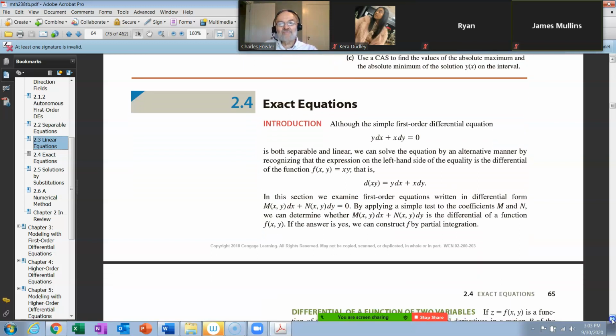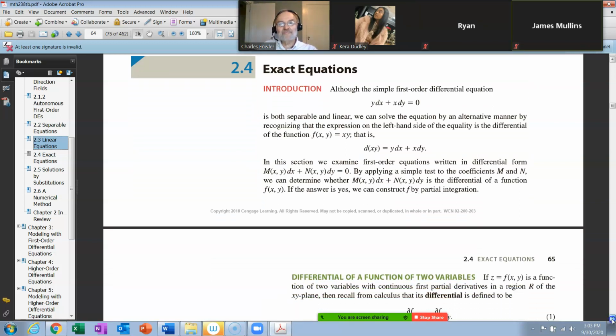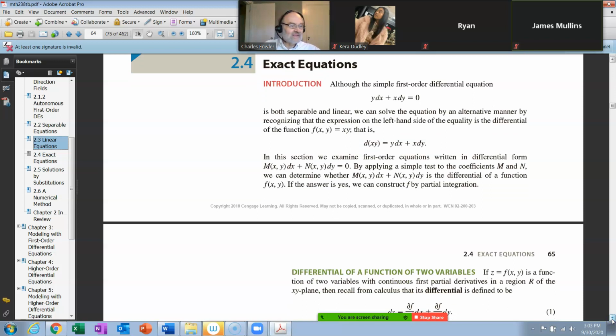So now we move to 2.4, exact equations. Now that sounds like a rather nebulous term there. Are all equations exact? Well, that's not what we're talking about here. Now, for exact equations, they're not always written this way, but you always wind up writing them this way.